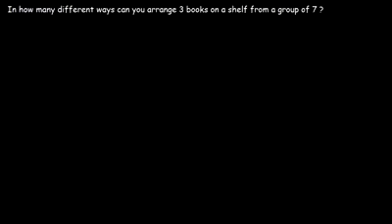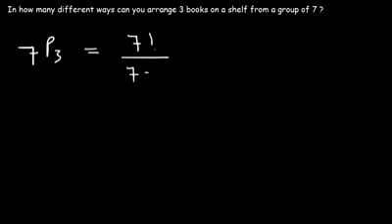So is it a permutation or a combination? Does the order matter? Whenever you see the keyword arrange, typically it's a permutation. The order is important. So what we need to write is 7P3. We're choosing 3 books from a total of 7. So this is going to be 7 factorial divided by the difference between 7 and 3.